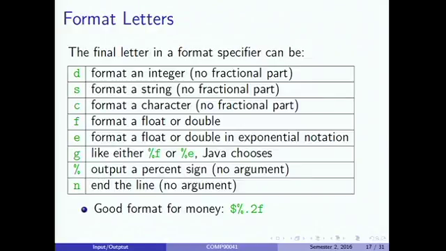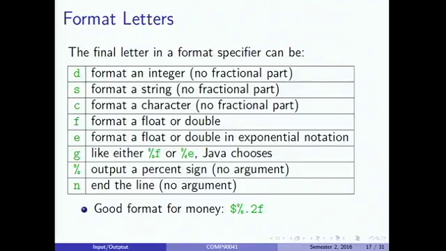%F means a floating point or a float or a double. And %E means print it out with exponential notation, like 3.4E5. And then %G is a special one. It says either do %F or %E, whichever can present the number in less space. Basically, it leaves it up to Java to choose which notation is preferable. So if the number is not too big, then it'll pick F. If it's a really big number or a really tiny number, then it'll use exponential notation.